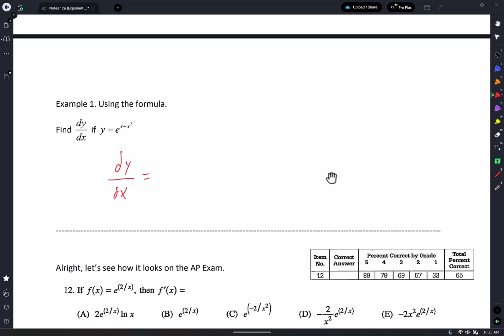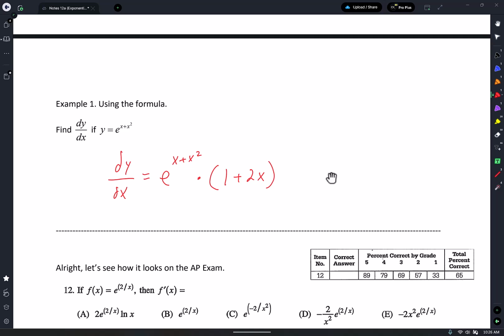dy/dx equals itself, e to the x plus x squared, times... I've got to do chain rule. What's the derivative of x plus x squared? 1 plus 2x. Leave it alone, or move the 1 plus 2x to the front. It does not matter. How do we feel? That's just beautiful. That's it.